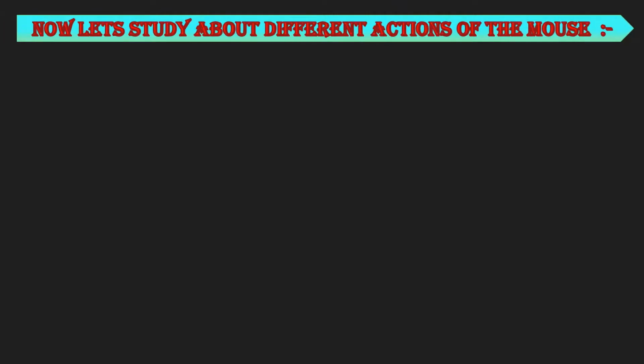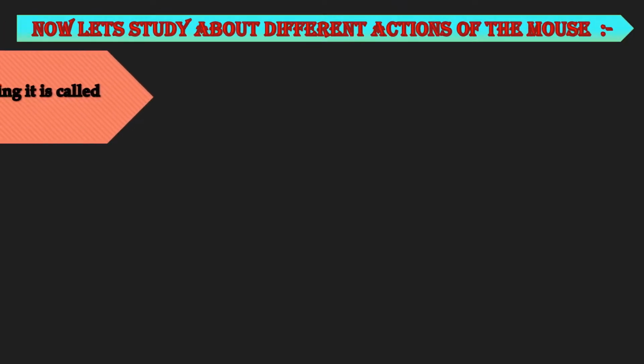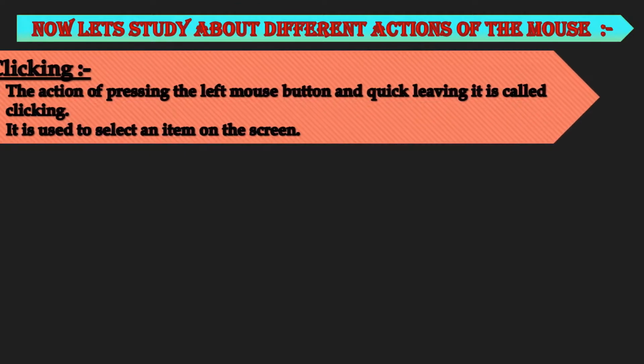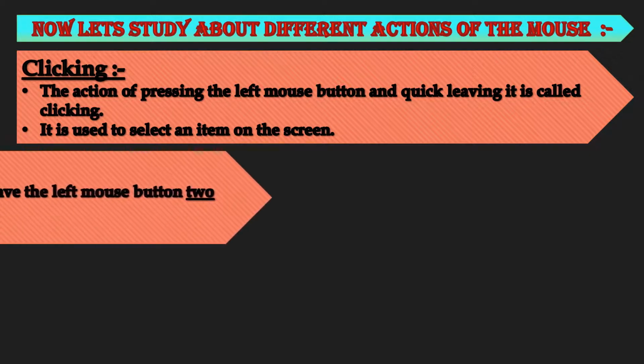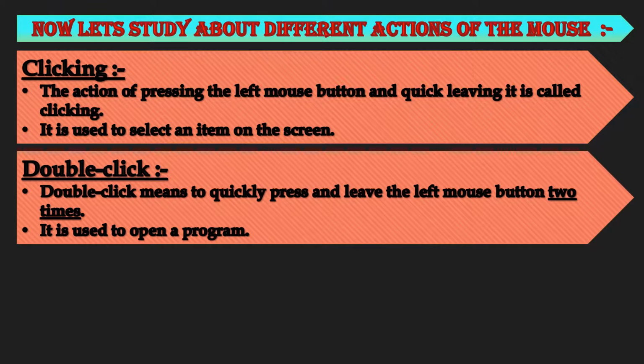Now let's study about the different actions of the mouse. First is clicking. The action of pressing the left mouse button and quickly leaving it is called clicking. It is used to select an item on the screen. Double click. Double click means to quickly press and leave the left mouse button 2 times. It is used to open a program.